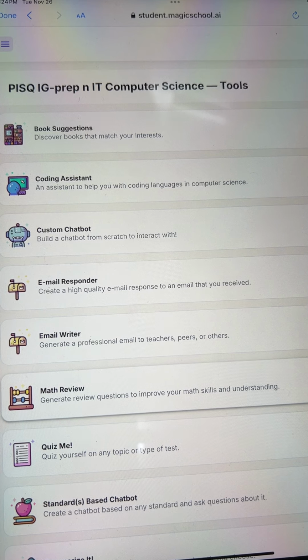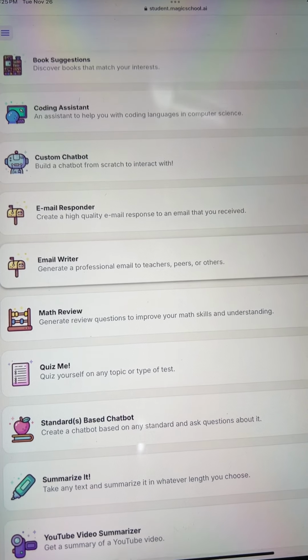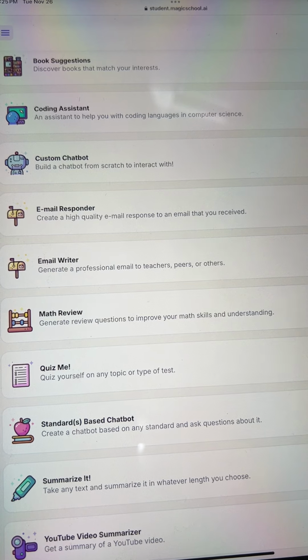Math review generates review questions to improve your math skill and understanding. One of the tools I love most is Quiz Me. Most of the time I upload my slides there and keep asking questions, and it gives me options and checks my answer. For example, if the question is whether the computer understands only the binary language, true or false, or it gives you many options, A, B, C, D, and you type A. If your answer matches, it gives you prompts like very good, excellent, and if not, it gives you the explanation of why your answer was wrong.